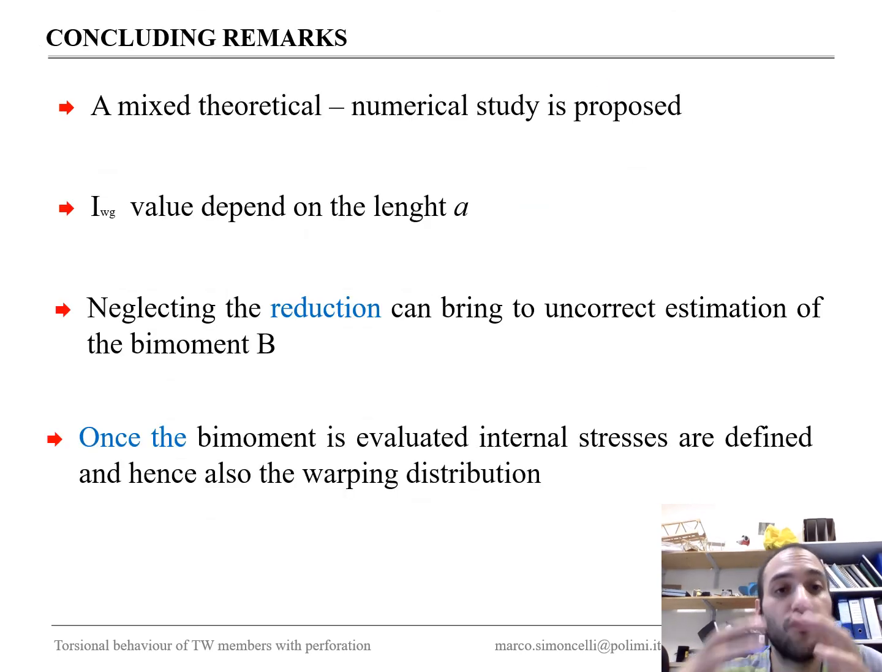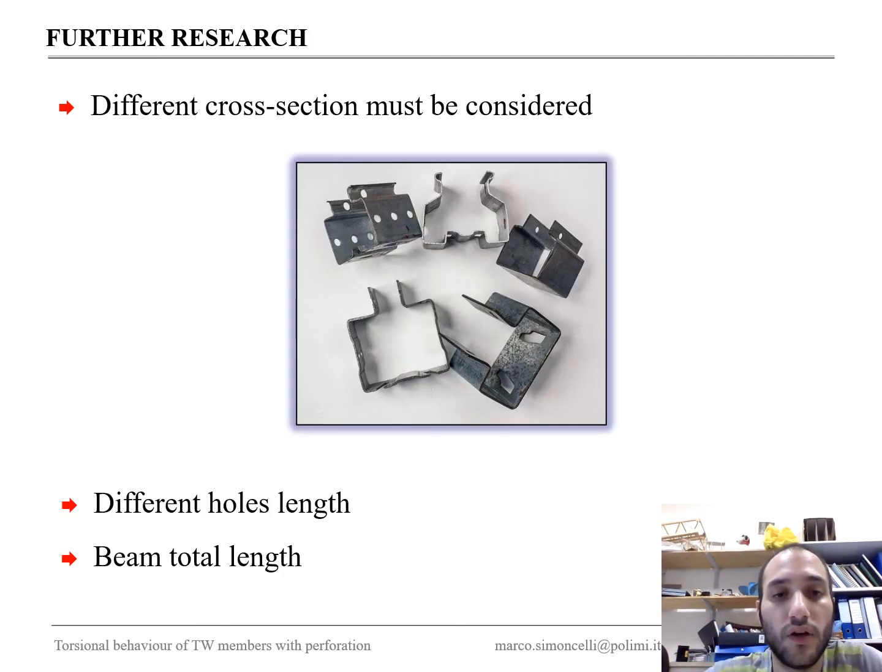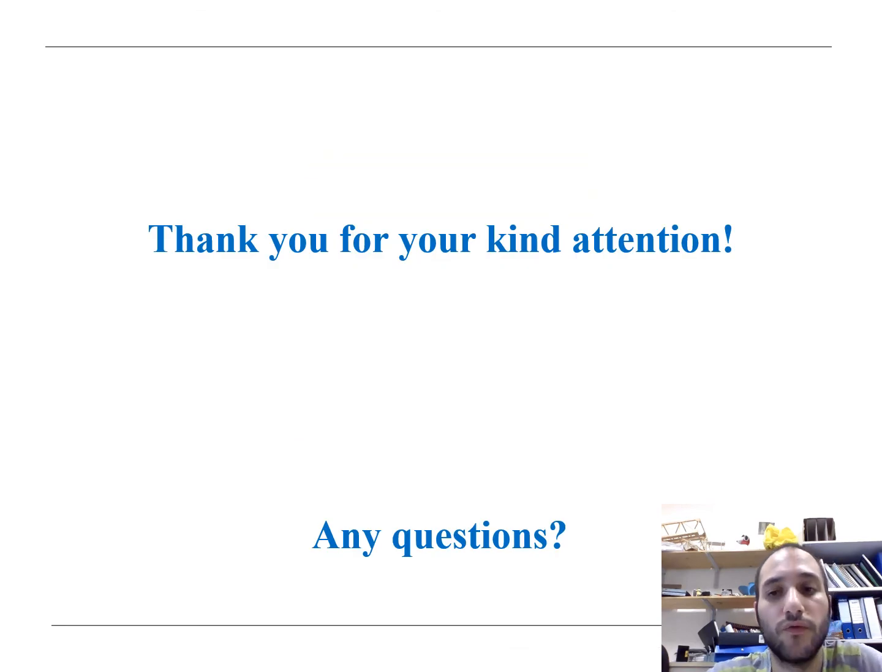In conclusion, if we create a very big database with a very large number of cross sections and lengths, we can estimate a very large number of betas, so we can understand deeply how this perforated warping constant is reduced from the gross one. So the next step will be to use different cross sections and different lengths. Thank you for your attention.